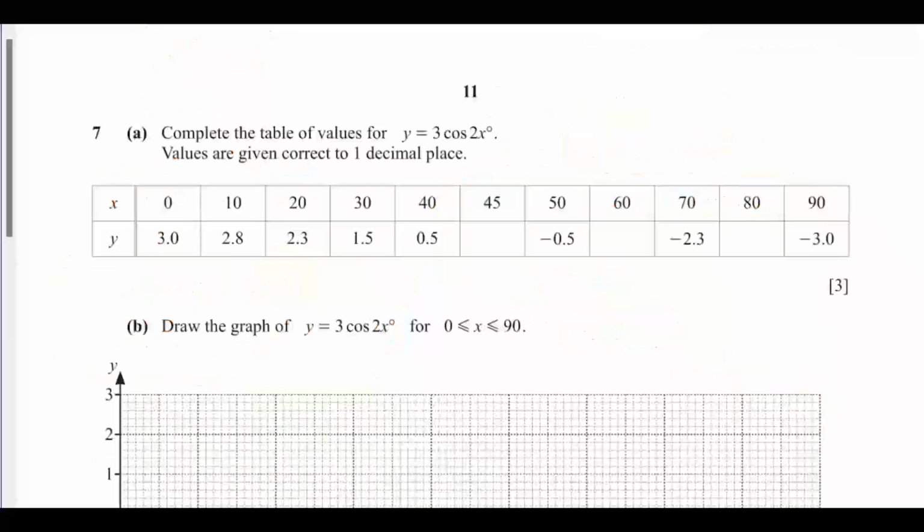So let's go to the next question. That will be question 7. Complete the table of values for y equals 3 cos 2x degrees.